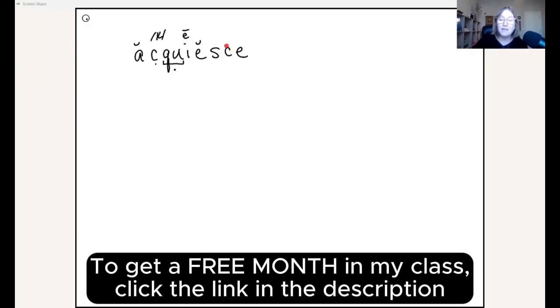C will make its soft sound, which sounds like an S, when the next letter is an E, I, or Y. So this is going to sound like an S, and this is going to sound like an S. So they blend together to make one sound. E's at the end are almost always silent. It's just there to make that C make its soft sound. Now go for it. Read this word, my friend.